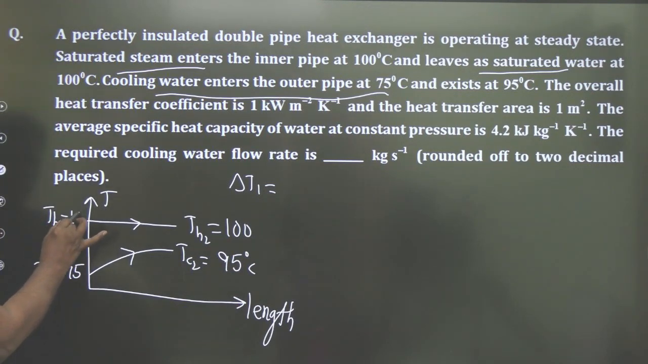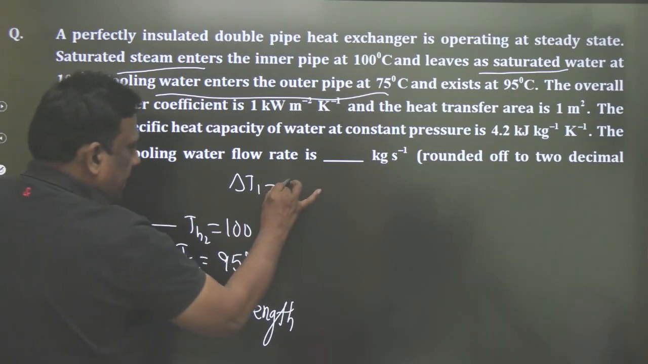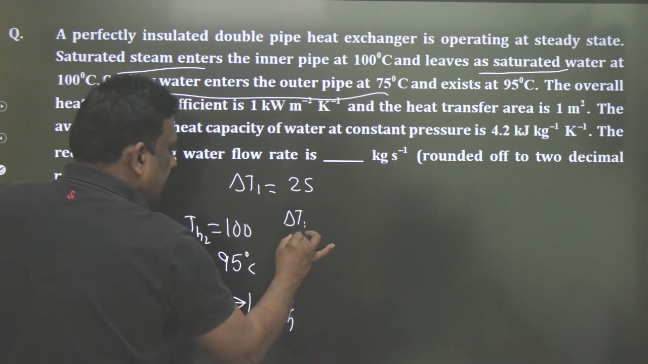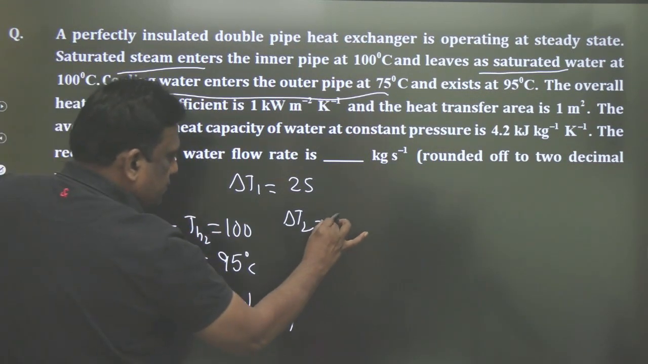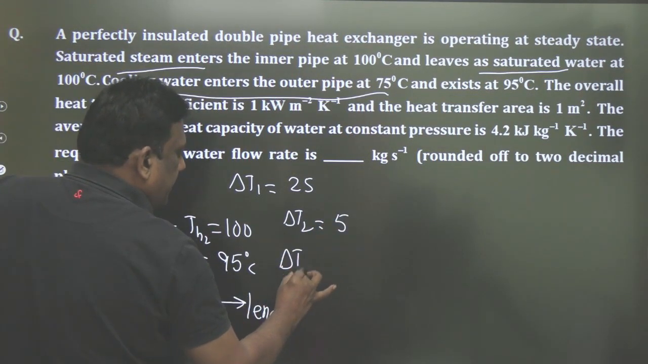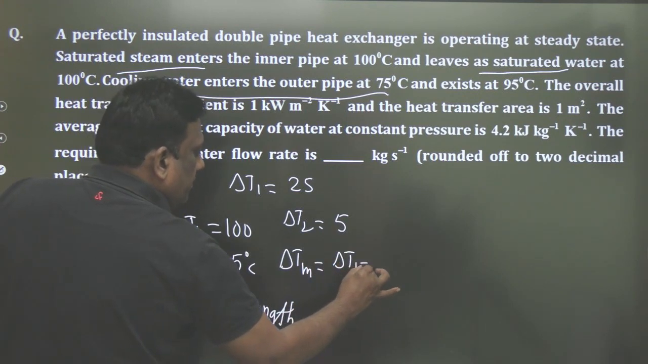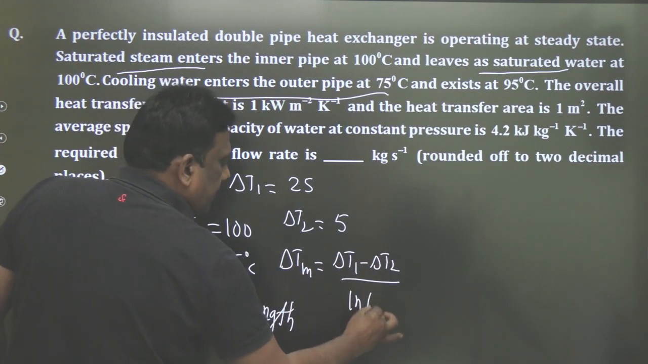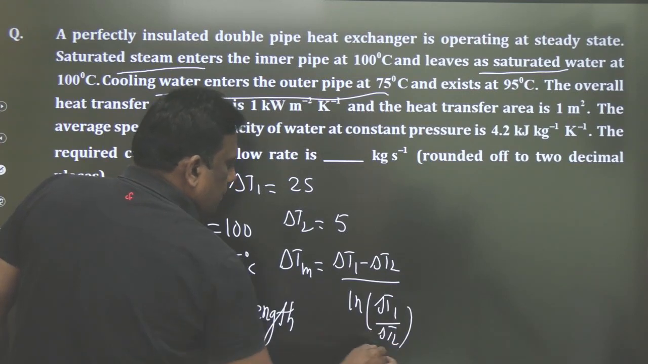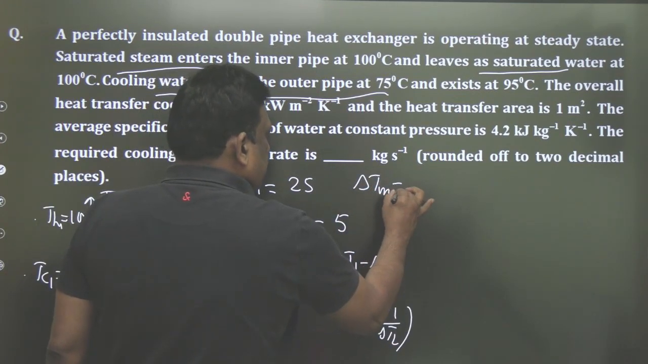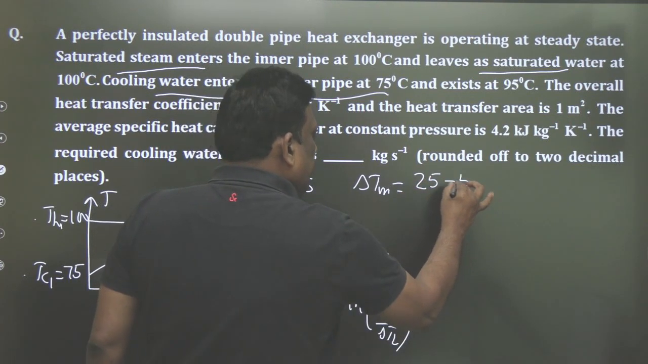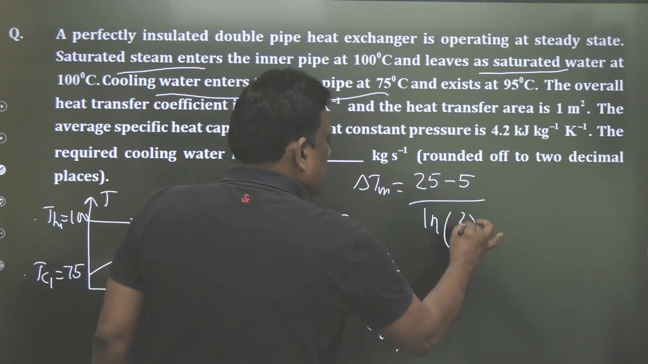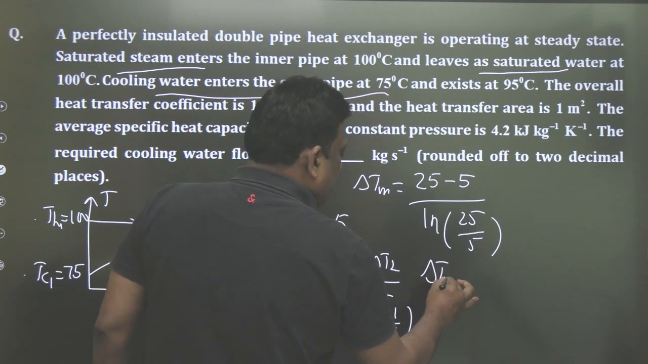Now, my dear students, what is delta T1? This is TH1 minus TC1, 100 minus 75, which is 25. What is delta T2? TH2 minus TC2, 100 minus 95, which is 5. So what is LMTD? LMTD is delta T1 minus delta T2 by ln delta T1 by delta T2. So the logarithmic mean temperature difference is given by 25 minus 5 by ln 25 by 5.